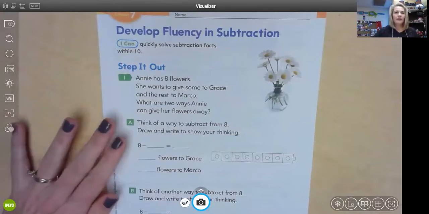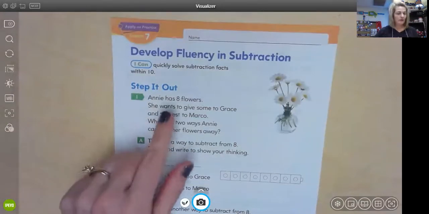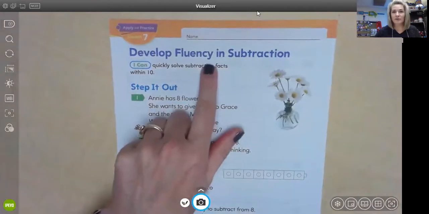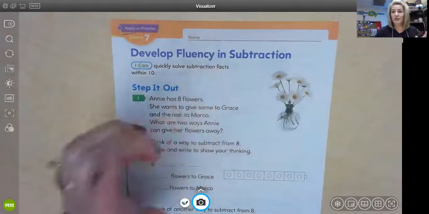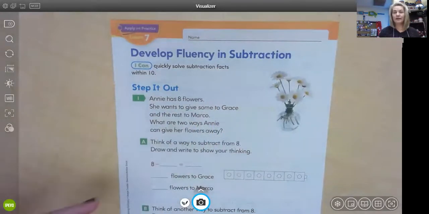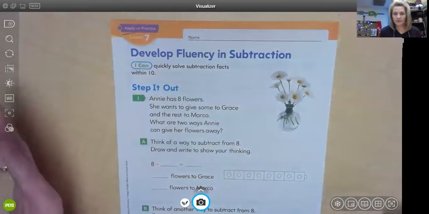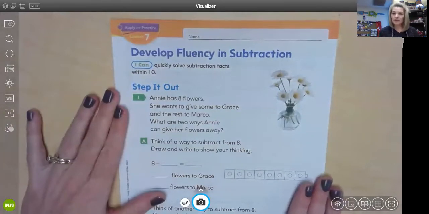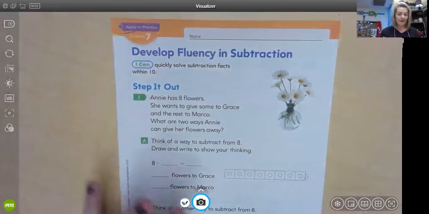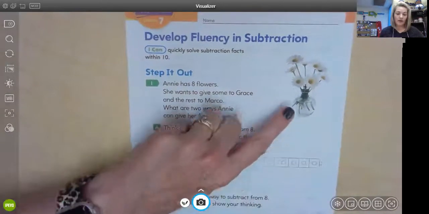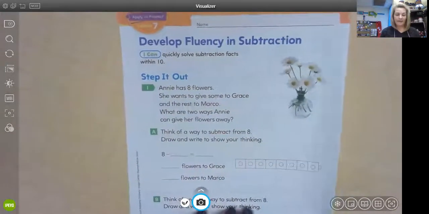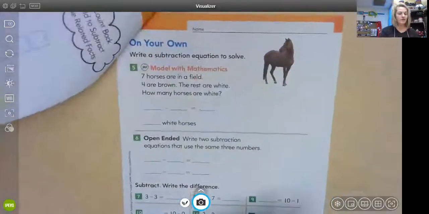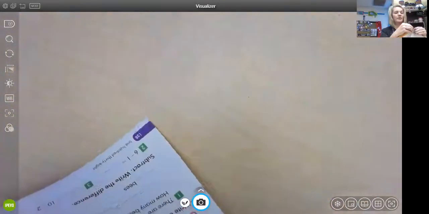Okay, so today we're going to develop fluency in subtraction. To develop fluency in subtraction means to learn it quickly and be able to say your answer quickly. I hope with practice you're going to be able to do that. We are not going to do this page with the flowers. We're going to turn to the page with the horse.